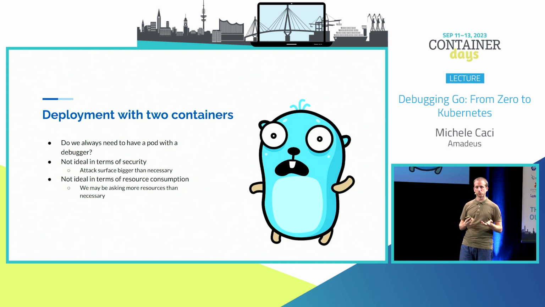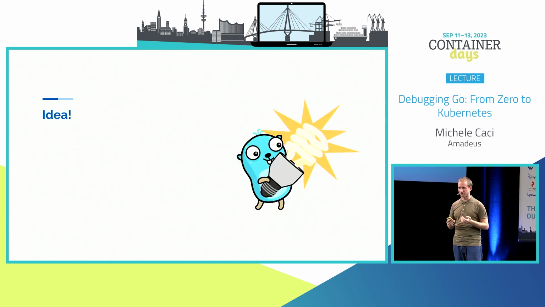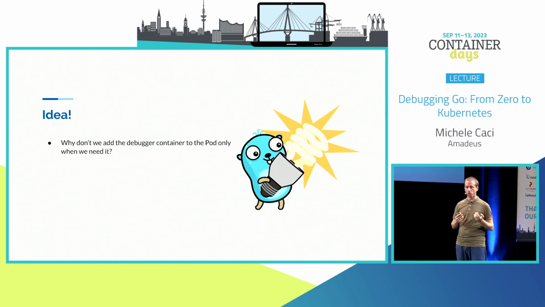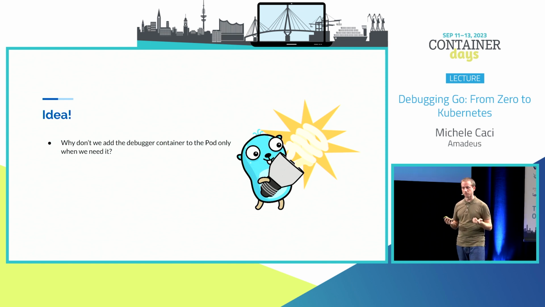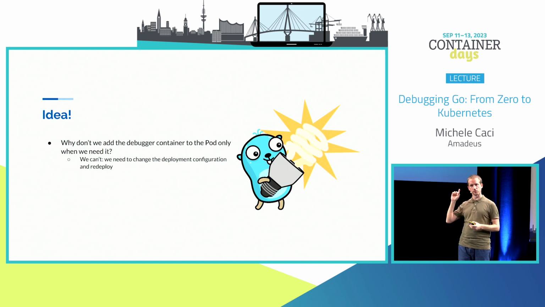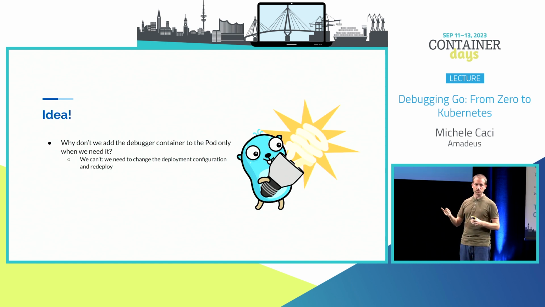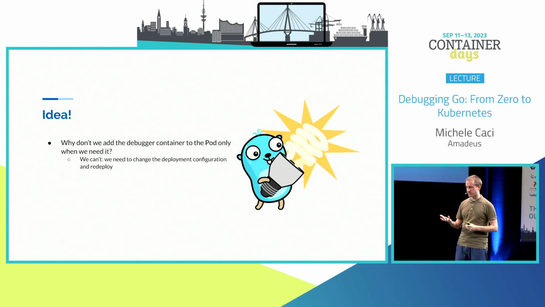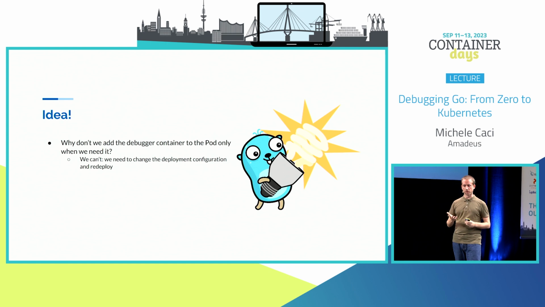So the approach of two containers is not bad, but we need to make sure that, for example, we can add the container for the debugger only when we need it. Is it possible? Actually, no. We need to change the deployment configuration that we have seen earlier and redeploy the deployment and the pod all the time. So we have to add it, remove it, add it, remove it on the configuration. It's not ideal. But is there any other resource that can do that, that can be attached to the pod on the fly?